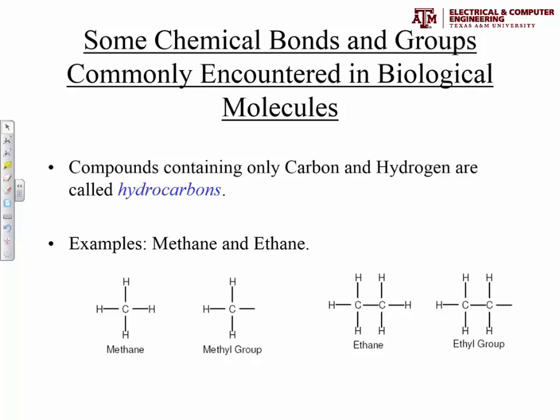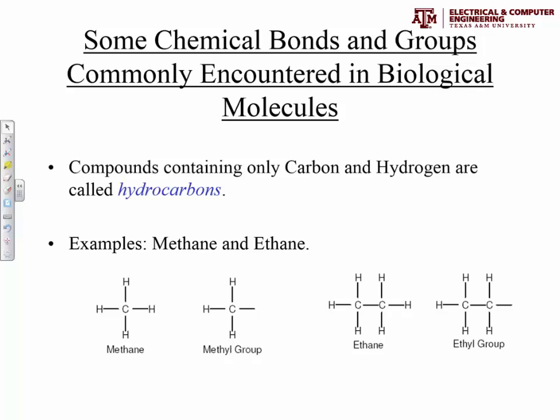Examples of them are methane, CH4, C single bonded with H. This is methane, it's a gas. Then another one is ethane, C2H6. The general formula is CnH2n+2. So if n is 1, it's CH4. If n is 2, it's ethane, C2H6. If n is 3, it's propane, C3H8. If n is 4, it's butane, and so on.